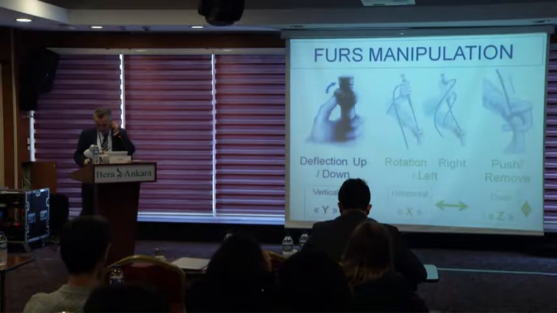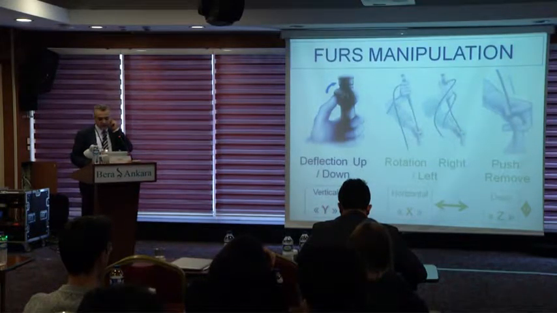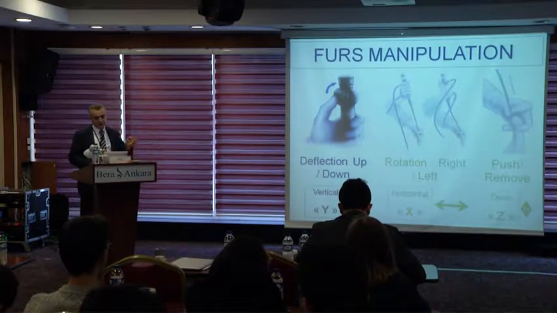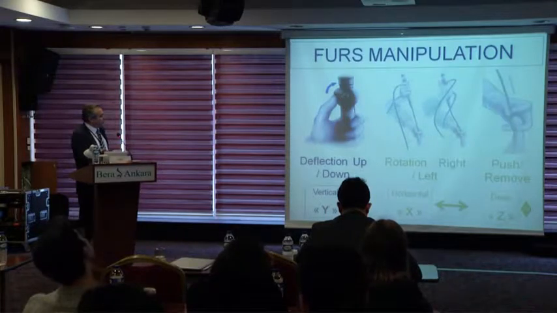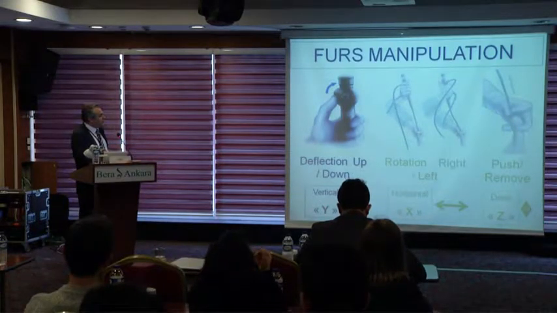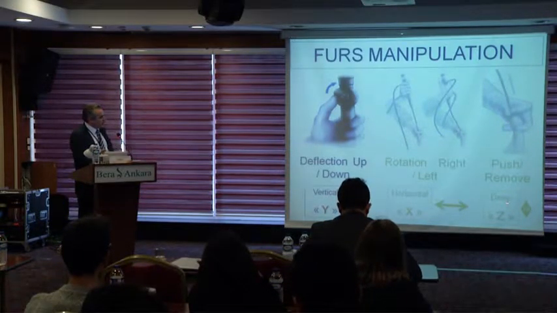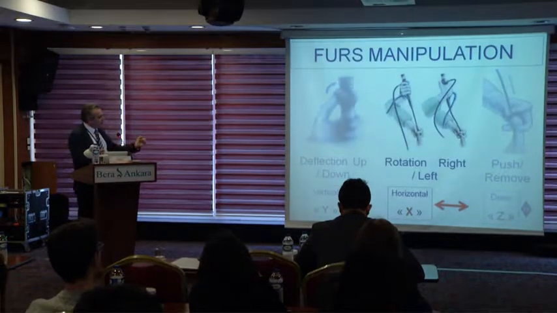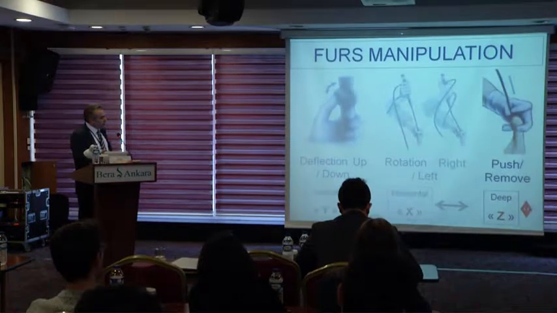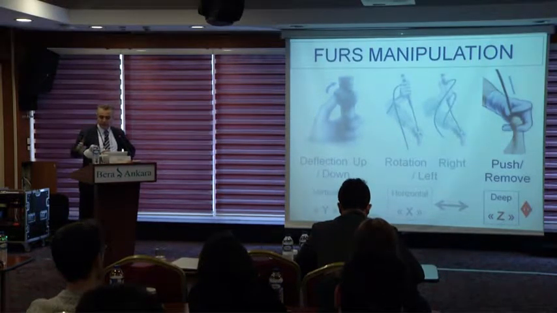How do we manipulate the flexible ureteroscope? There are 3 movements. One is vertical movement: you use this maneuver for deflection, up or down, in the vertical position. When you move in the horizontal plane, you should rotate your hand, and for the depth movement, you push or remove the flexible ureteroscope.